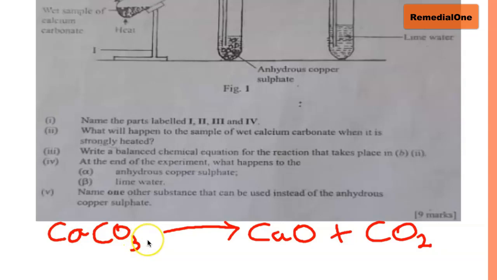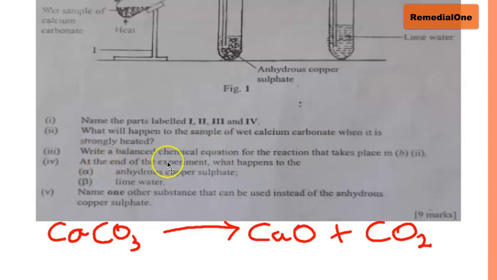So this is the solid form. And then when you heat it, it will decompose, or break down, and then it will form calcium oxide, a solid, and carbon dioxide, which is a gas. So this gas will escape, but the calcium oxide will remain in the test tube. Then let's look at the next question.